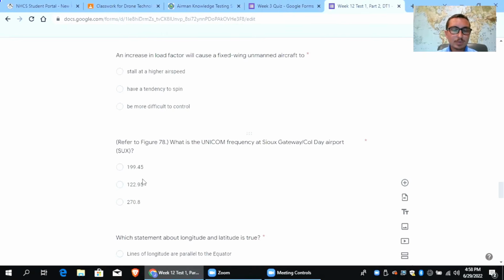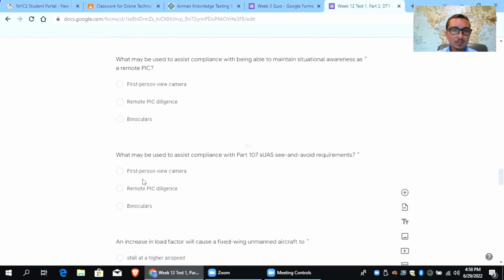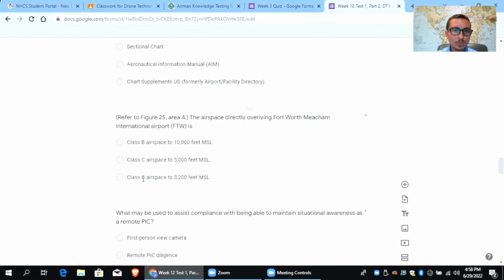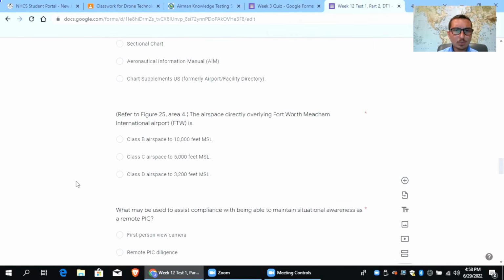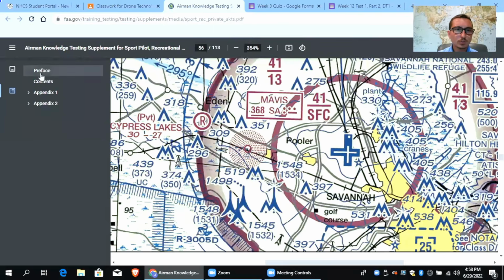We did these before. I'm going to skip that one. I think there's one more I wanted to do. Refer to figure 25. The airspace directly overlying Fort Worth McCamley International Airport, FTW, is what? So the airspace directly over FTW is what? So we're looking for figure 25.